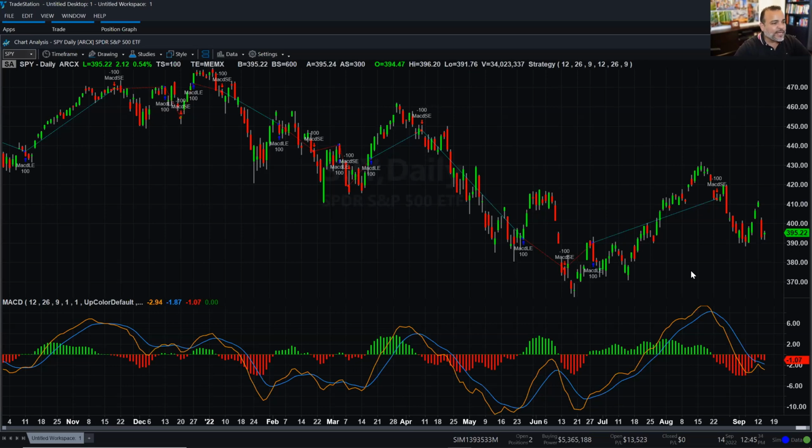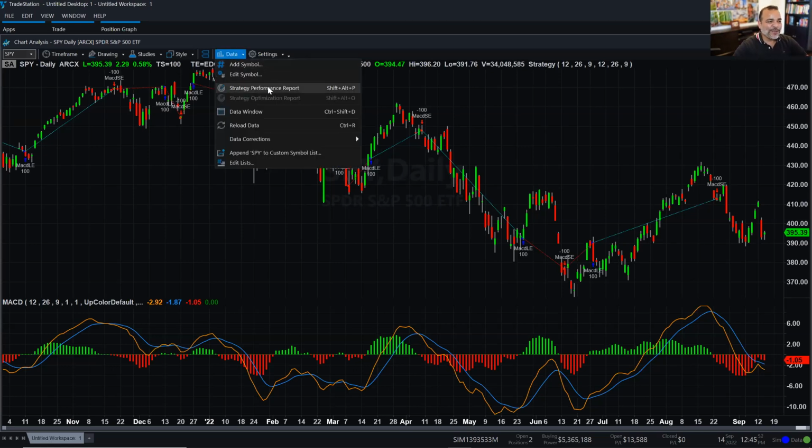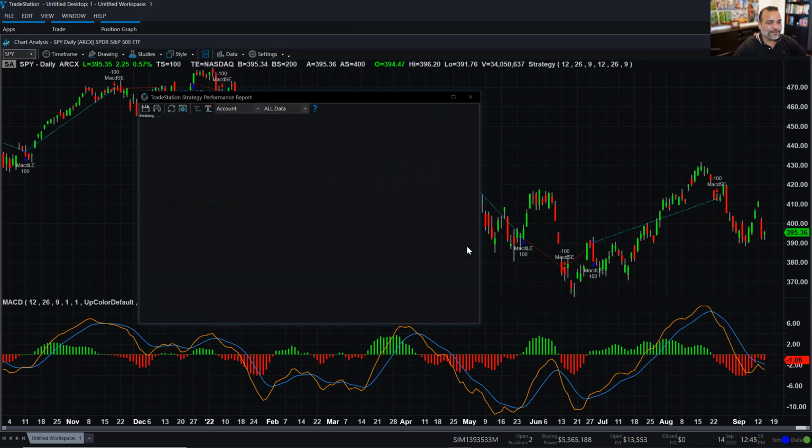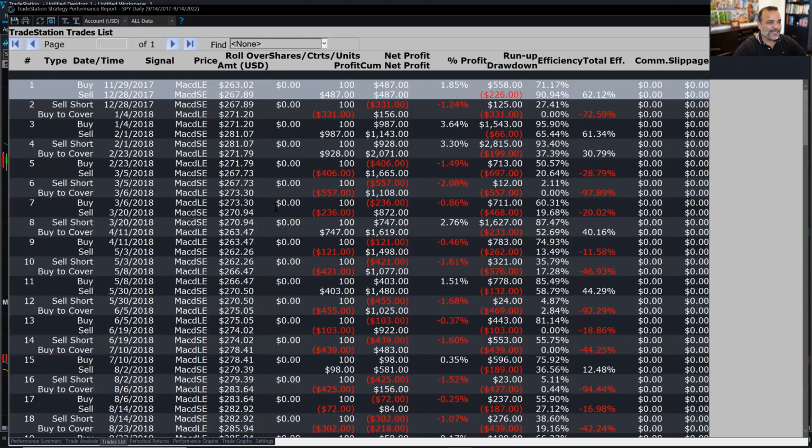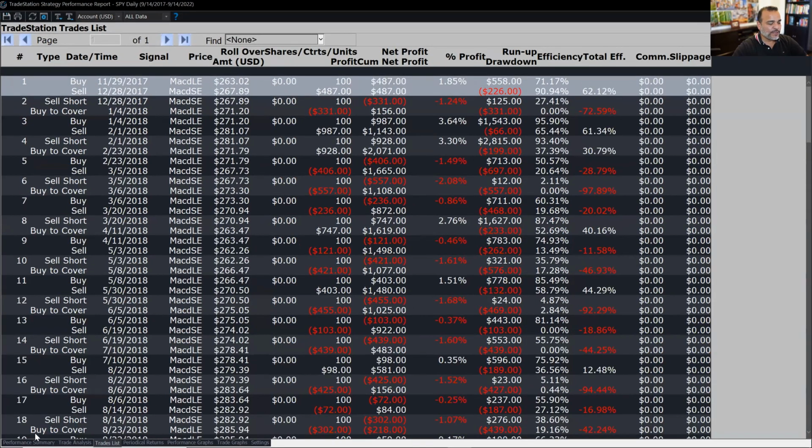So let's go ahead and take a look at the strategy performance report. Once you have a strategy in place and you see entries and exits, we're all itching to see how well the strategy did. Notice how I said how well, because it could say how bad the strategy did, right? So let's go here to data and go to strategy performance report. Okay, let me maximize this. And I'm going to go here to the performance summary.